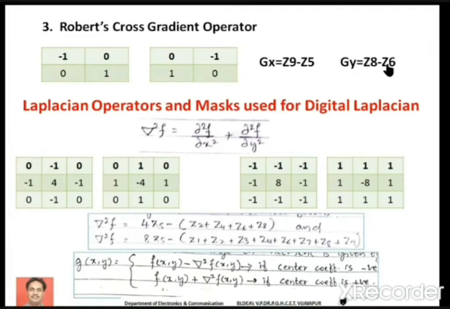Explain sharpening spatial filters. You have to explain gradient operators as well as Laplacian operators. In gradient, you have to explain 3 masks: Prewitt, then Sobel's mask, and also the Roberts cross gradient operator. You have to draw the mask, write the equations for calculating gx and gy, and the equations for calculating the magnitude and the direction of the gradient. So this is all about the gradient operators.